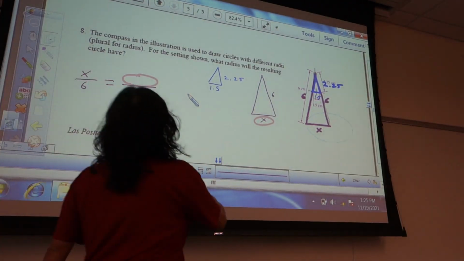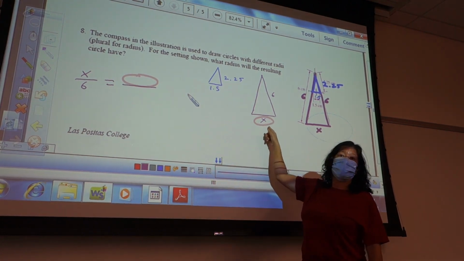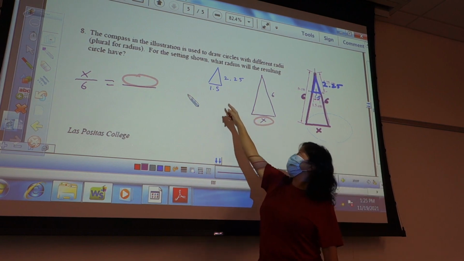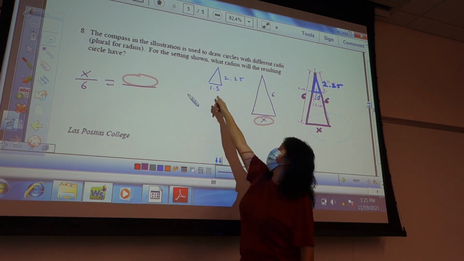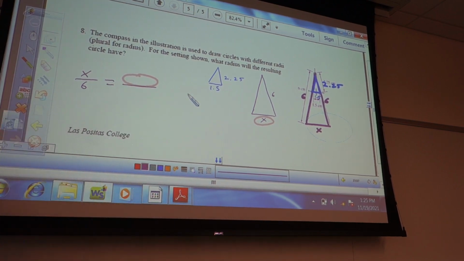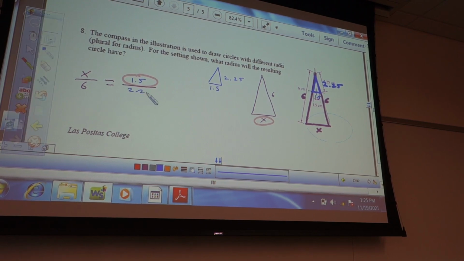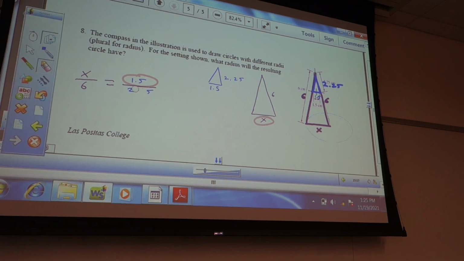So here, which of these two is in the same position as the x's? The 1.5 or the 2.25? 1.5. So that needs to be on top. Does that make sense? Because they've got to have a relationship. They've got to represent the same spot, the same thing. So the 1.5 will be on top, which means that the 2.25 should match up with the 6, right? So 6 is on the bottom. The 2.25 should be on the bottom.